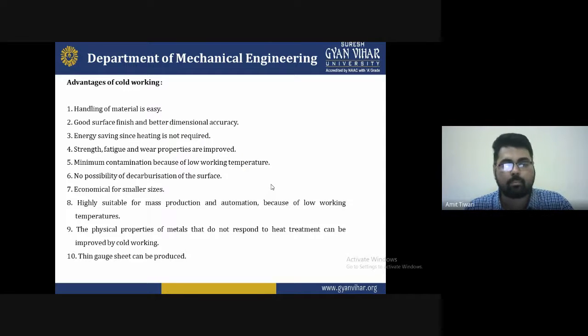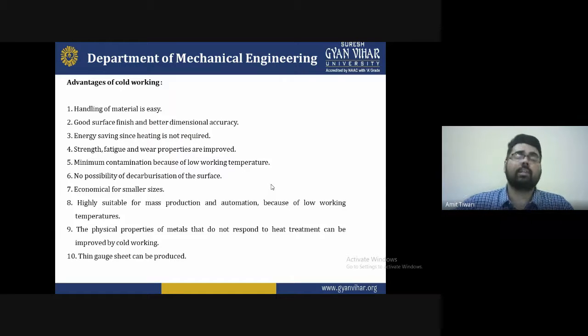Ninth, the physical properties of metal that do not respond to heat treatment can be improved by cold working. So these are the physical properties of the metal which do not respond to heat treatment. They can be improved by cold working processes. So these are some advantages. Basically, we are doing some type of operation for that.